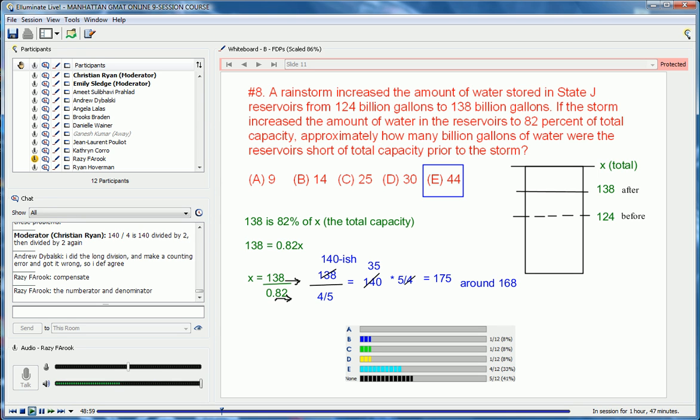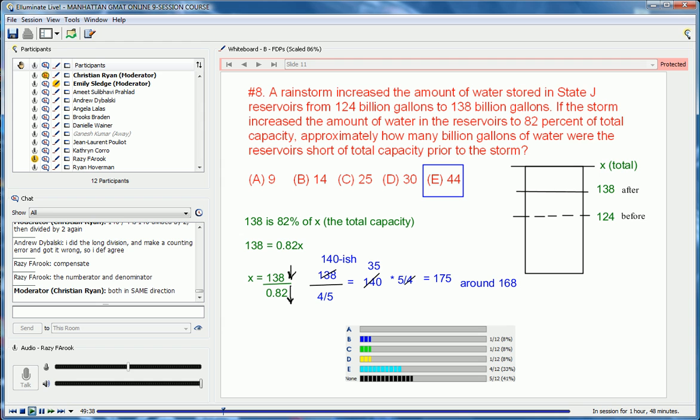What I mean by compensate is if you're going to estimate or approximate the numerator and denominator, then one thing you could do is estimate down the numerator and estimate up the denominator, or the other way around. I would go with the first one. So if we want to do it, x equals 138 over 0.82, so we could say 135 divided by 0.8, which would be 135 divided by 4/5, which equals 135 times 5 over 4.